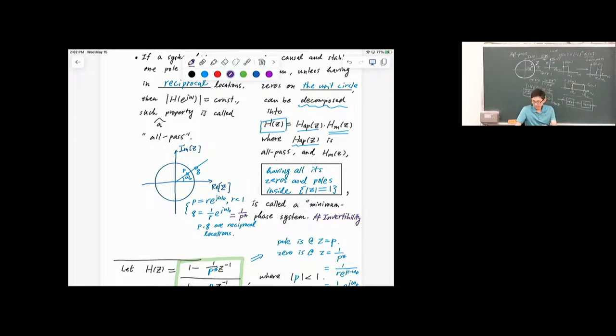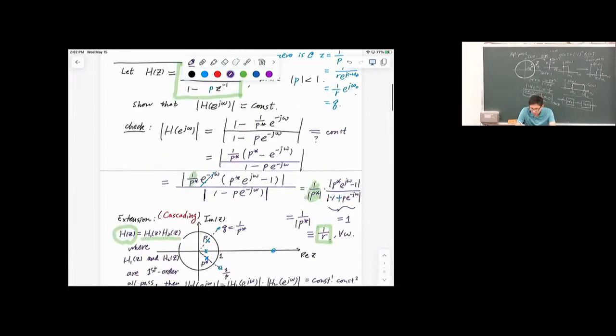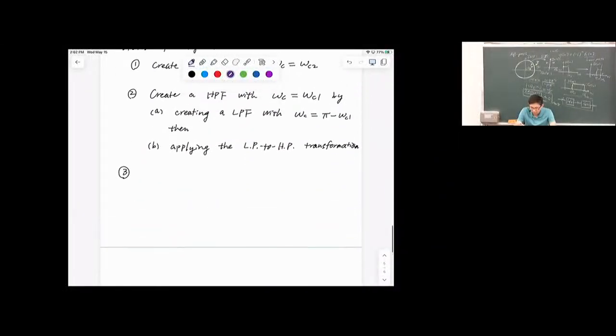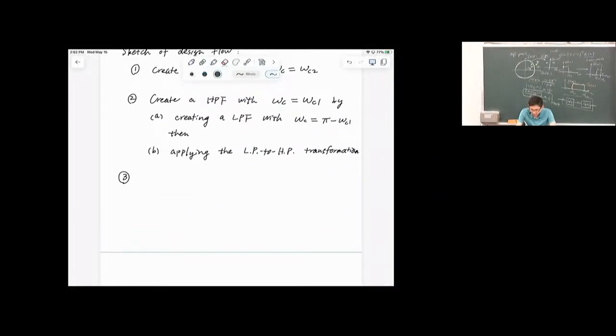So conceptually, invertibility. Maybe let me say a few words about filter invertibility right here, down here. So there's some supplementary remark about system invertibility. You actually have seen a few examples already.